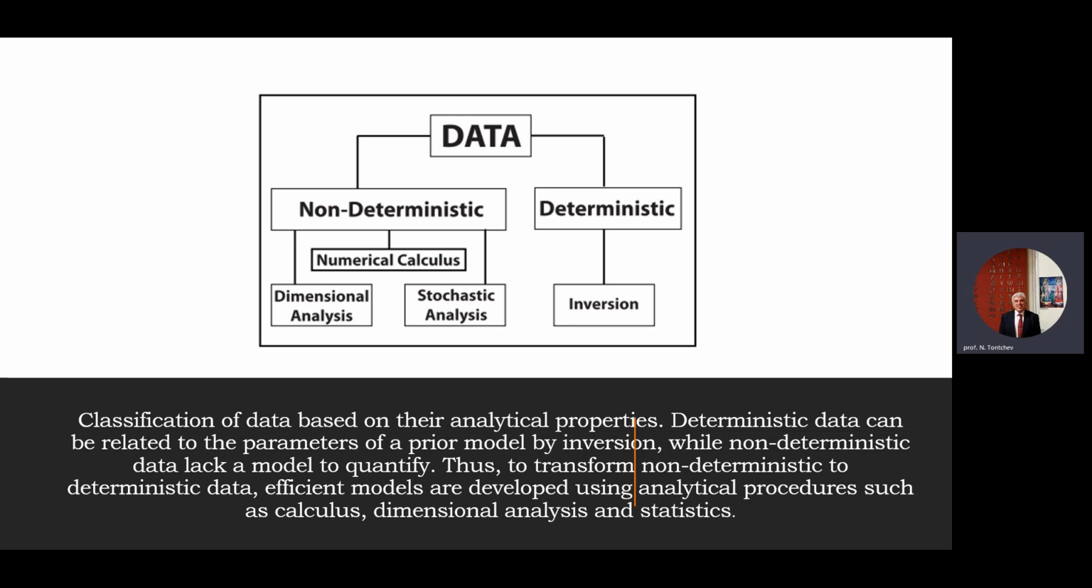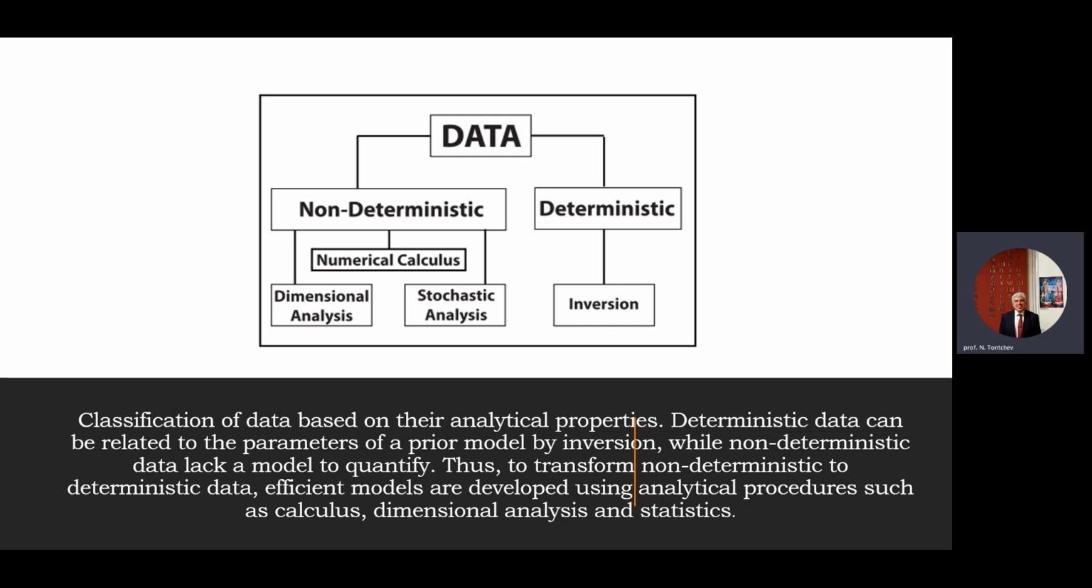The figure presents a simple classification scheme for data in terms of their basic analytical properties. Specifically, the data ranges from non-deterministic to deterministic numbers with or without units of measurement attached. Non-deterministic data cannot be described by analytical or mathematical expressions involving natural process variables, and must therefore be investigated using numerical calculus, dimensional analysis, and stochastic methods, i.e. statistical analysis.